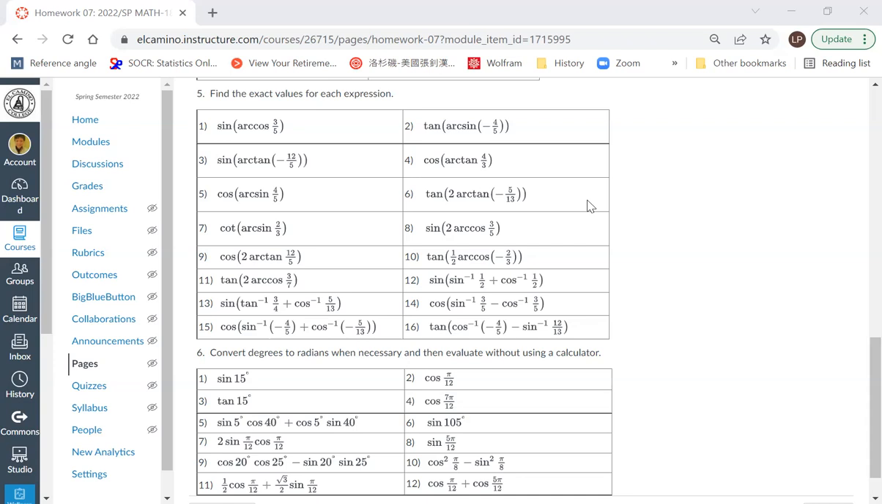So this will help you to review what we have learned in the previous week, so that we get to apply them. So let's get started. Okay, the first one we have here is sine of arc sine 3/5. Sine of arc sine of 3/5. Okay, so I'm going to share screen with you on the other page.